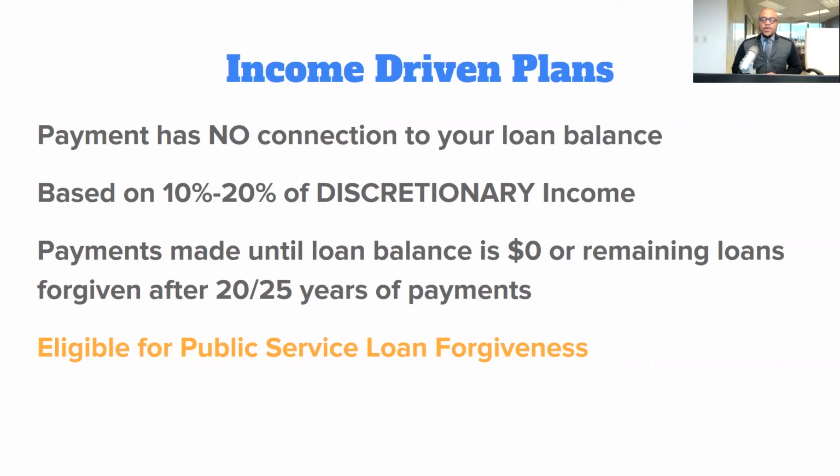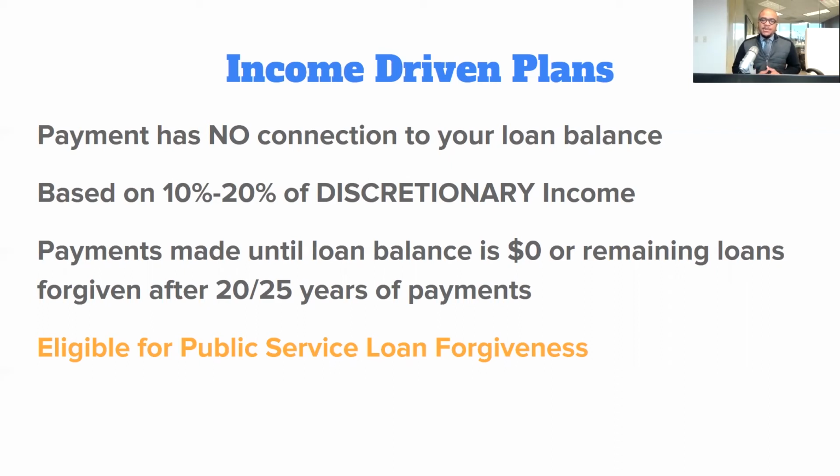Unlike any of the loan programs that we've discussed in terms of repayment thus far, income driven plans is actually an umbrella that encompasses four types of plans. There's the income contingent repayment plan, there's the income based repayment plan, there's the pay as you earn plan, and the revised pay as you earn plan. All of these are different types of plans that are all under the umbrella of income driven plans, and they share some similar characteristics. Under these plans, the payment that you make has literally no connection to your loan balance.